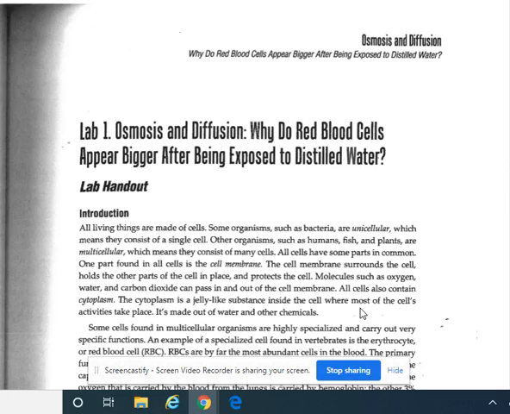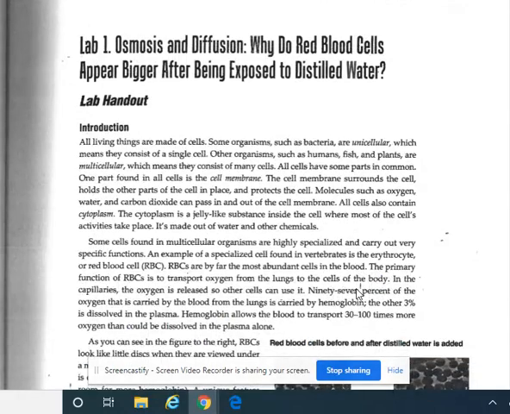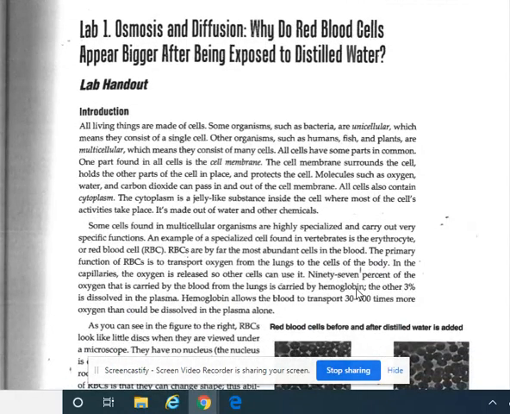All right, so today I'm going to introduce our very first lab that we will be using argument-driven inquiry for. This one is titled Osmosis and Diffusion. Why do red blood cells appear bigger after being exposed to distilled water? In this video, I want to read through the introduction and start giving you some ideas of how to set up your lab. So go ahead and follow along with me.